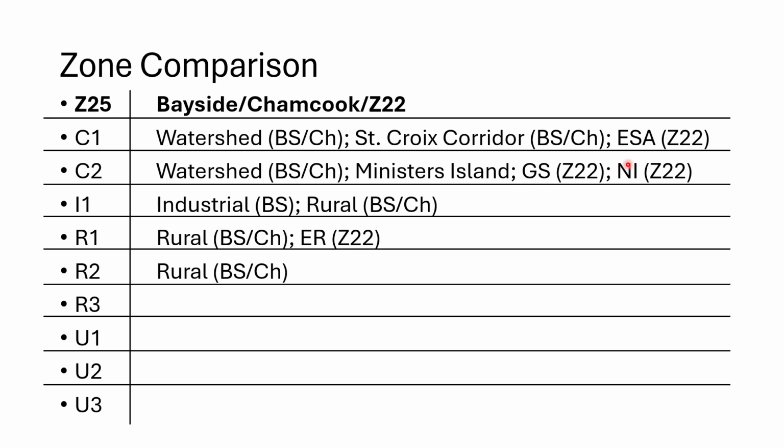The R2 zone, again, that's the one right along 127, the higher intensity rural zone. We're taking some of the uses from the existing rural plan rural zone, but again, not all of them. Some of those go to R1, some of those go to industrial, some of those go to R3. So things like agriculture, forestry, those are going to R3.